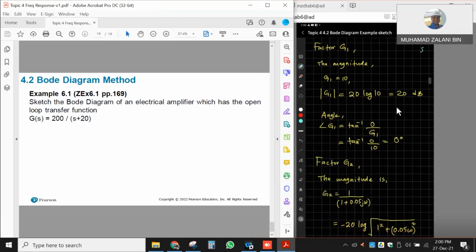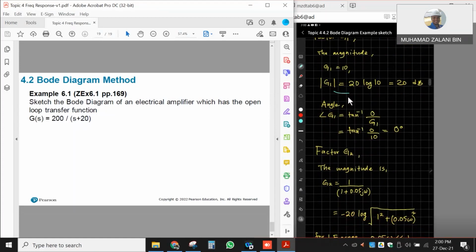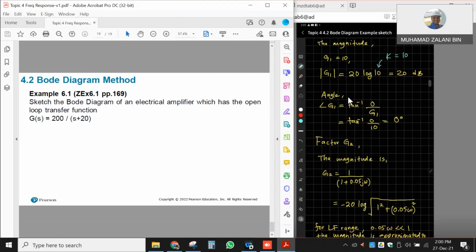Now we have factor G1. We calculate it one by one. Start from factor G1, the magnitude. G1 equals 10, then calculate the magnitude, the gain, as usual: 20 log 10, where K equals 10. Log 10 of 10, of course, is 1, meaning that we have G1 equals 20 decibels.